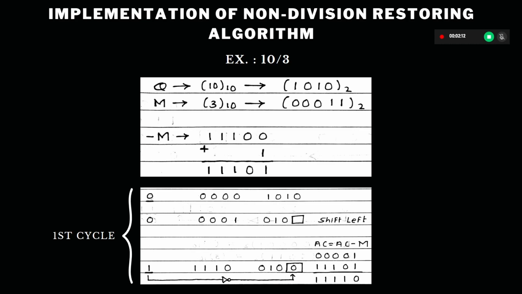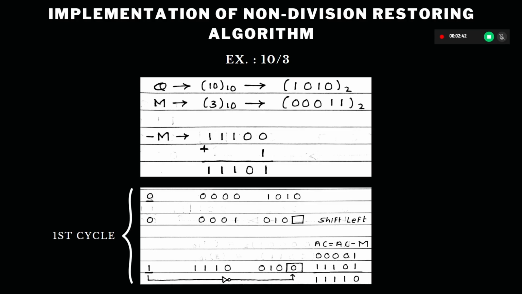So now we have just studied the flowchart for the non-restoring division algorithm. So let's work out an example for better understanding of this algorithm. Let's take an example of 10 divided by 3. Here we denote the dividend as Q, which is 10 and represented as 1010 in binary. M is denoted for the divisor, which is 3, and we denote it as 0011 in binary.